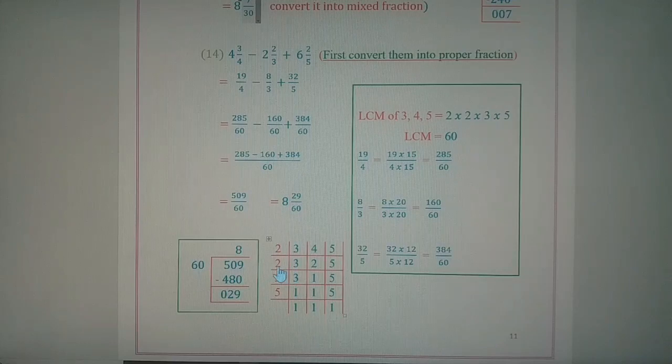Now we can continue with the prime number 2. 2 1s are 2. 3 doesn't come in 2's table. So 3 we copy down. 5 doesn't come in 2's table, so 5 we copy down. Now the next row is 3, 1 and 5. So 2's table cannot be used since none of them is divisible by 2.